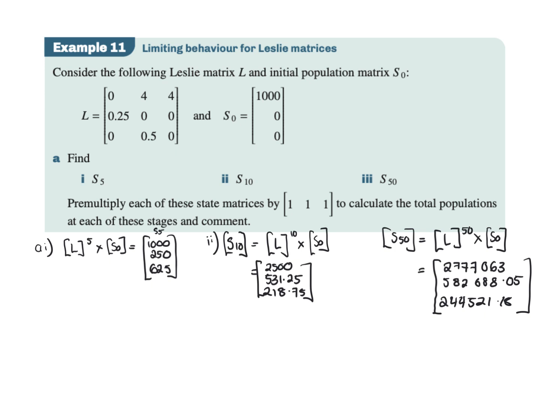And then it says pre-multiply each of these state matrices. So once you've found them, they want you to pre-multiply by this one. Pre-multiply means you take 1, 1, 1 and you times it by this state matrix here. What happens when you do that? When you pre-multiply by a row matrix, what does it do? It adds up the column. In this case, there's only one column. So what do you think it gives you?